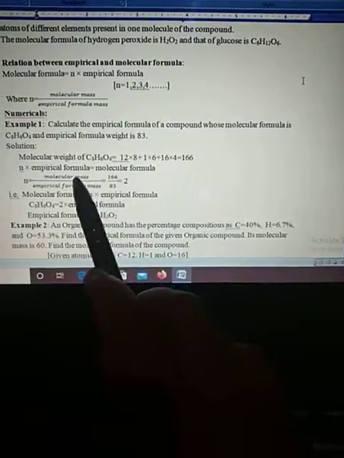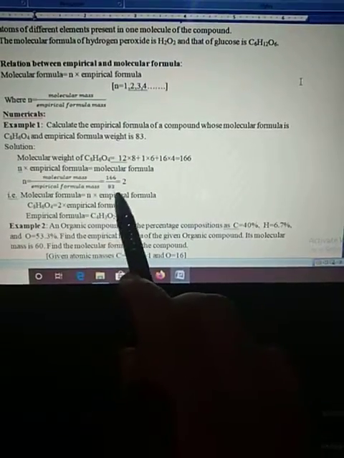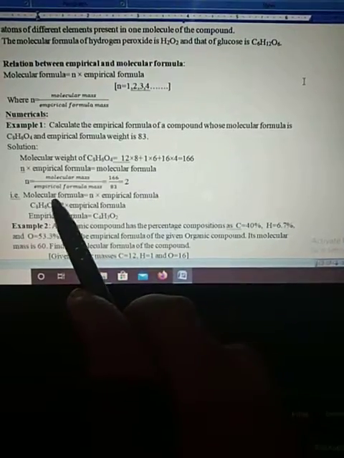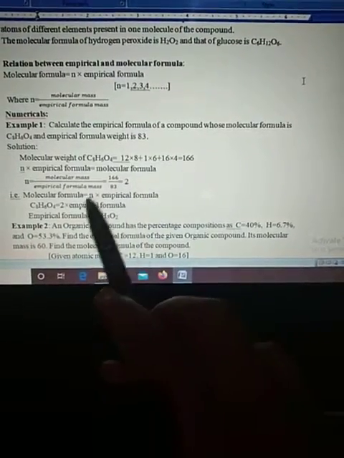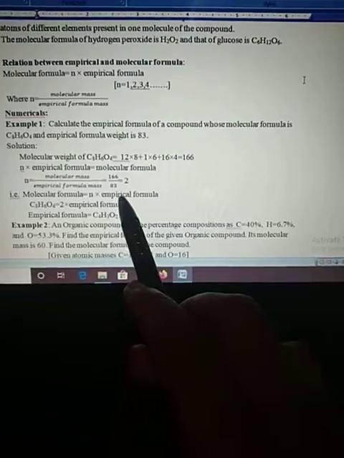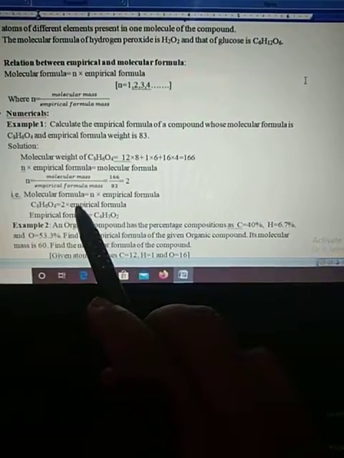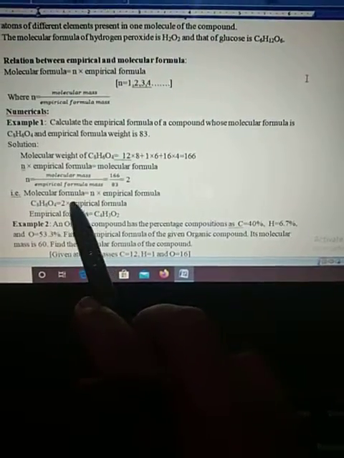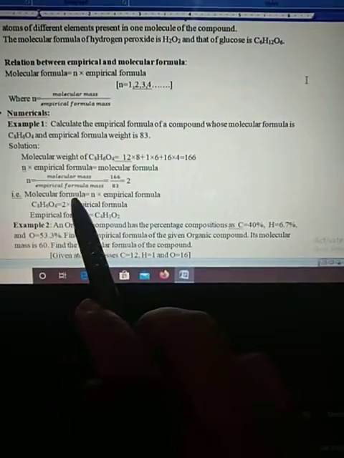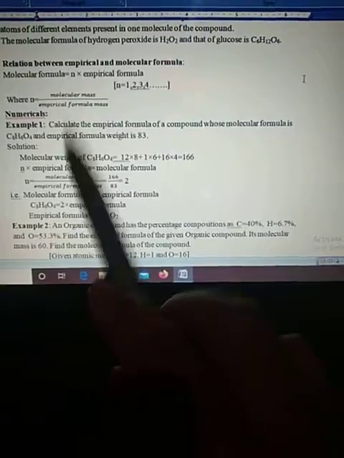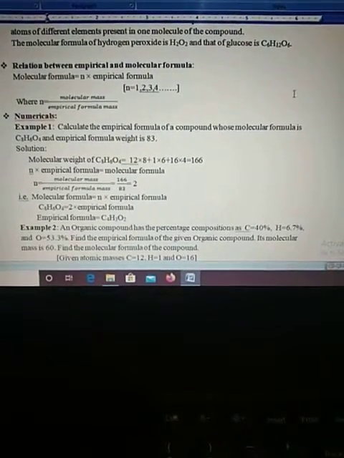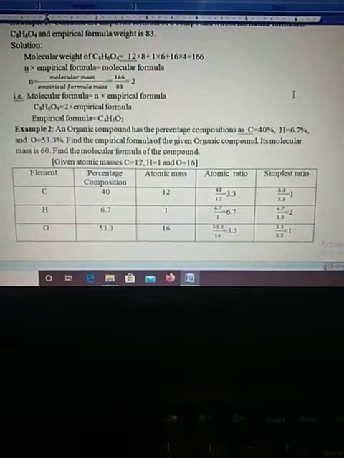Now again we will use the same formula, molecular formula equals n into empirical formula. So molecular formula we have got in the question and the value of n we found, so we need to find the empirical formula. So this 2 will divide the molecular formula, so it will become half of the number of atoms: C4, H3 and O2. Now that is just for the calculation of empirical formula. Now the important thing is this one.